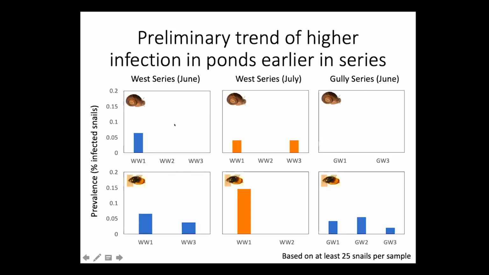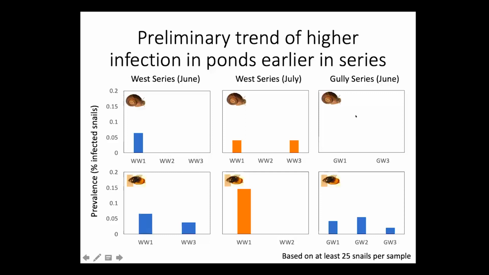At least for the West series in June, we did see a negative trend of lower prevalence as you moved through the series, and we saw that for all Physa species. We didn't see any trend, though, for Planorbella in the West series in July or June. But we never saw the opposite pattern from what we predicted.